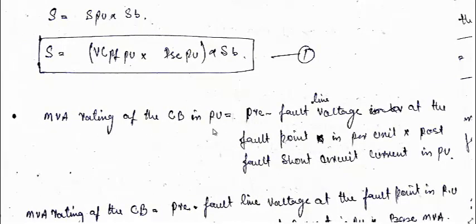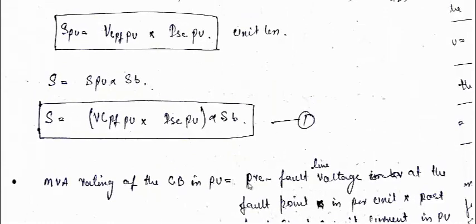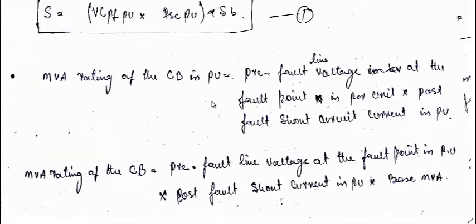MVA rating of the circuit breaker in per unit will be equal to the pre-fault line voltage at the fault point in per unit multiplied by the post-fault short circuit current in per unit. That is actually this value. So it is in wording.